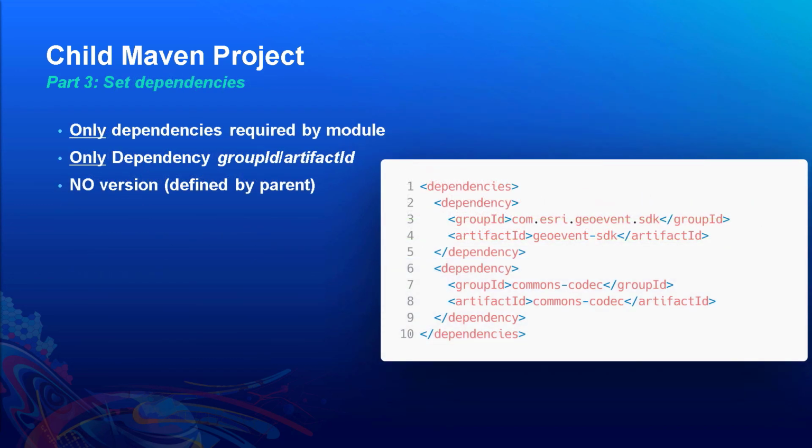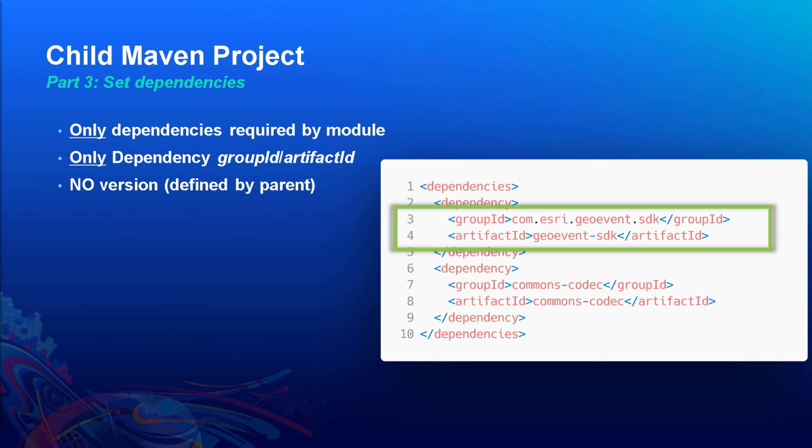For dependencies, only add the dependencies that are required by the module. When we add dependencies for a module, only use the group ID and the artifact ID to define it. This will cause it to inherit the version set in the parent POM and help avoid dependency cycles or mismatched dependency versions.